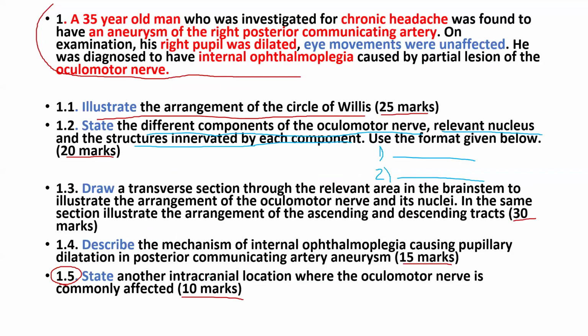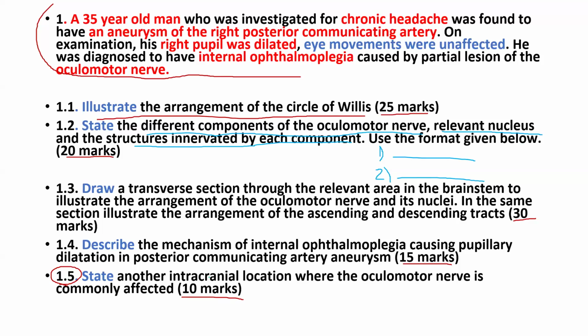And now they are asking about the mechanism of internal ophthalmoplegia causing pupillary dilatation in posterior communicating artery aneurysm. So forget about internal ophthalmoplegia, pupillary dilatation, everything. What will happen if there is damage to the oculomotor nerve? So we have the list of clinical presentation.